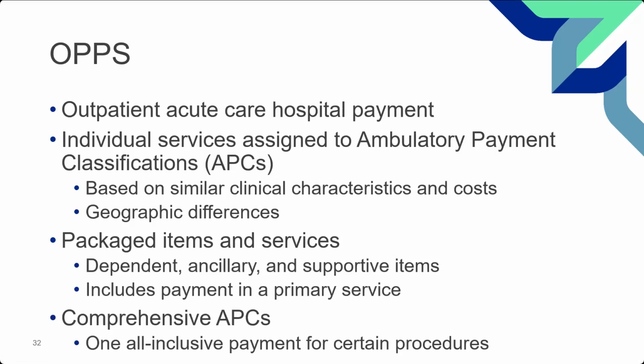Okay, let's move on to the second to last one for hospitals, and this is the outpatient prospective payment system. This is used for outpatient acute care hospital payments. It's individual services that are assigned by ambulatory payment classifications. They're based on clinical characteristics, so they look at things that work together, like outpatient rehab services. Then they look at geographic differences. Now, again, part of that is where it is physically located, and should you get more money in a bigger city than in a smaller town, all of those types of things.